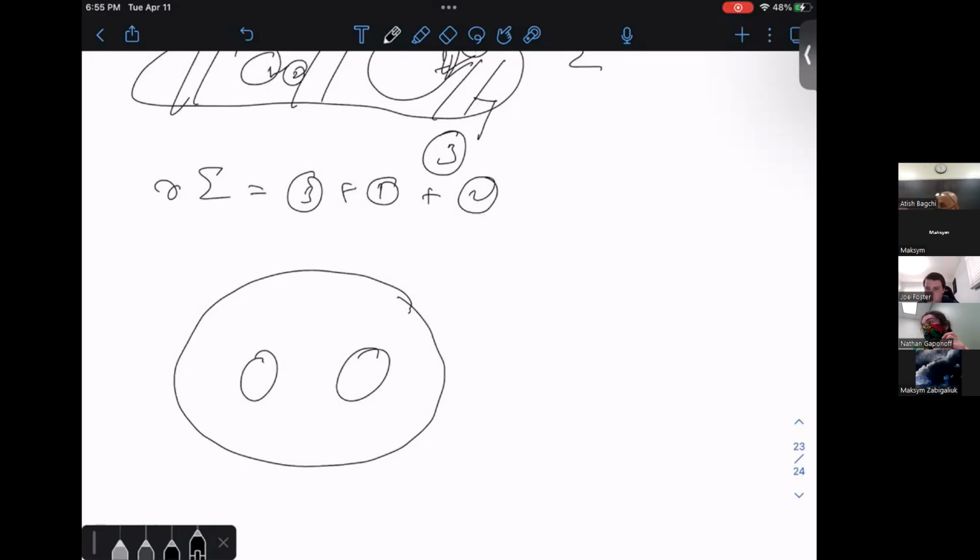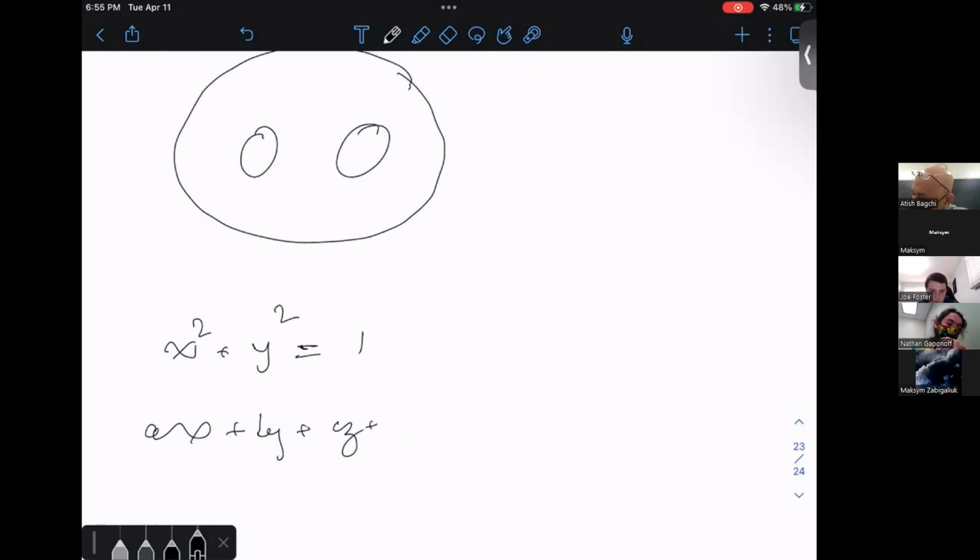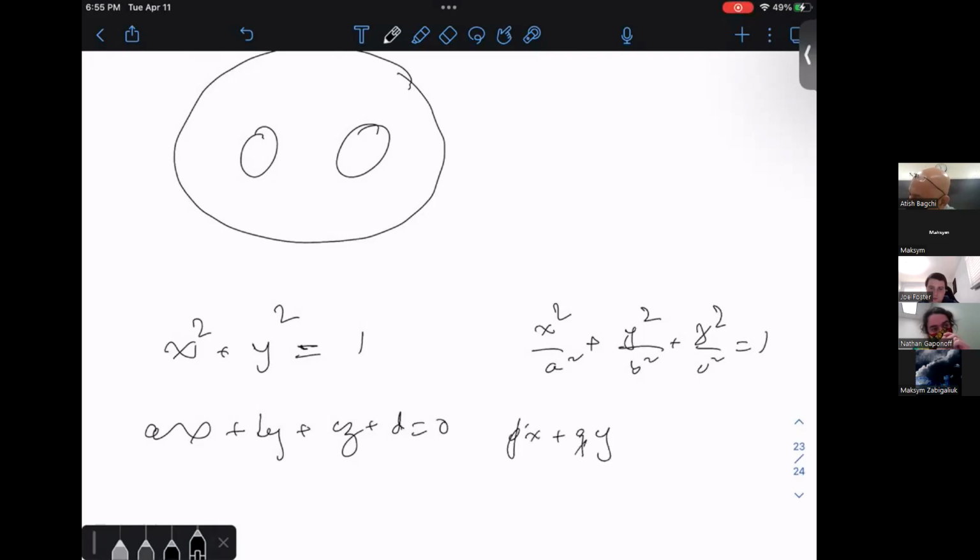Similarly, if you have an ellipsoid and you slice it with a plane. A cylinder sliced with a plane is solving the equation x squared plus y squared is equal to 1, and the plane can be taken as ax plus by plus cz plus d is equal to 0. If you have an ellipsoid, x squared over a squared plus y squared over b squared plus z squared over c squared is equal to 1, and the plane can be taken to be px plus qy plus rz plus s is equal to 0.